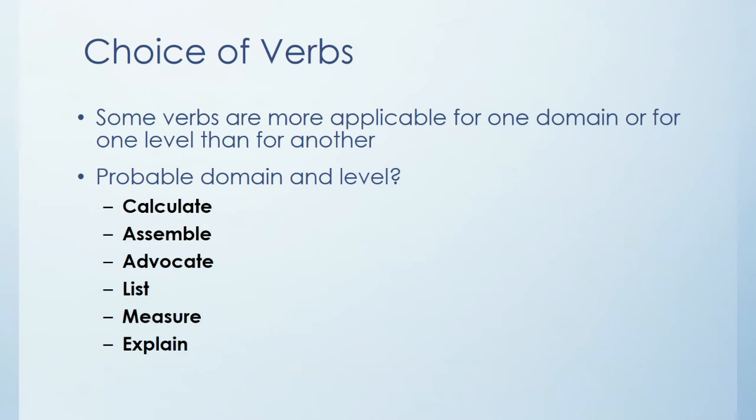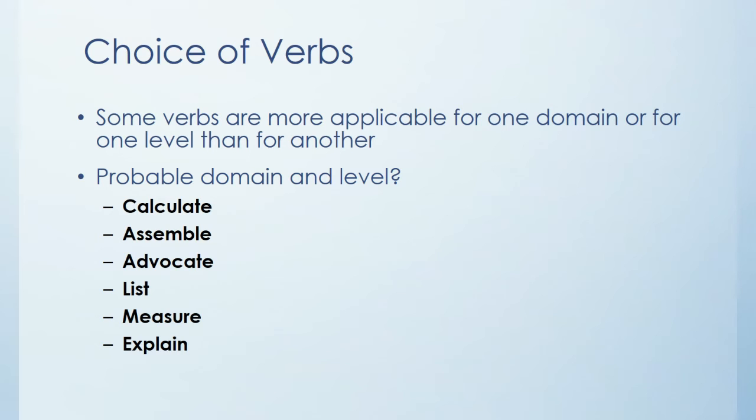So this is where choice of verbs comes in when you're writing your objectives. So some verbs are more applicable for one domain or for one level than another. So we're going to go through these verbs and try to figure out what domain and level they're at. So the first one is calculate. So calculate, we're doing something, so that's good, but it's not necessarily neuromuscular.